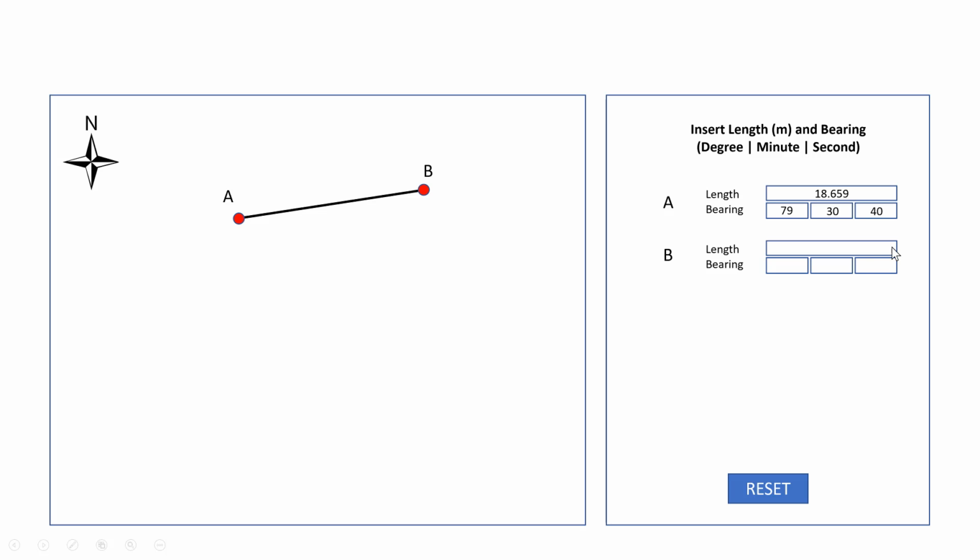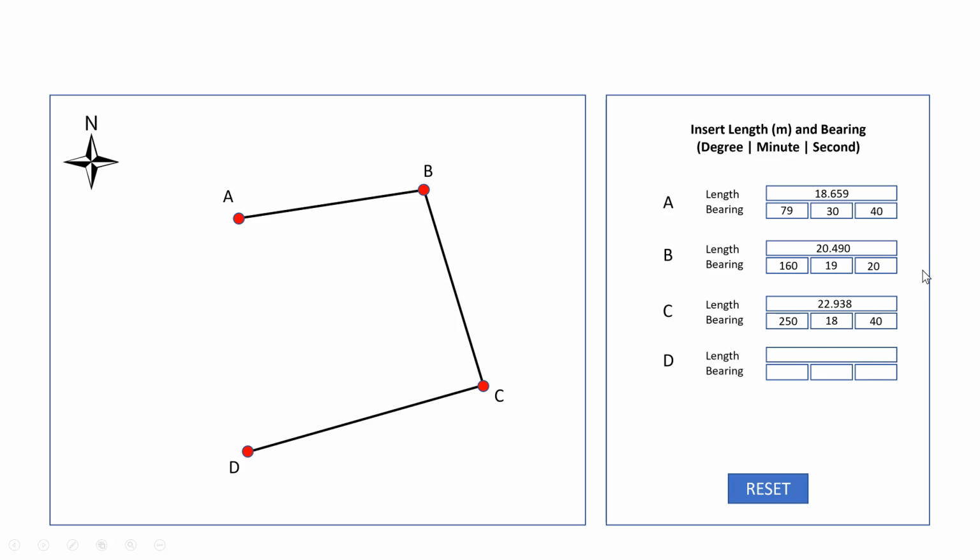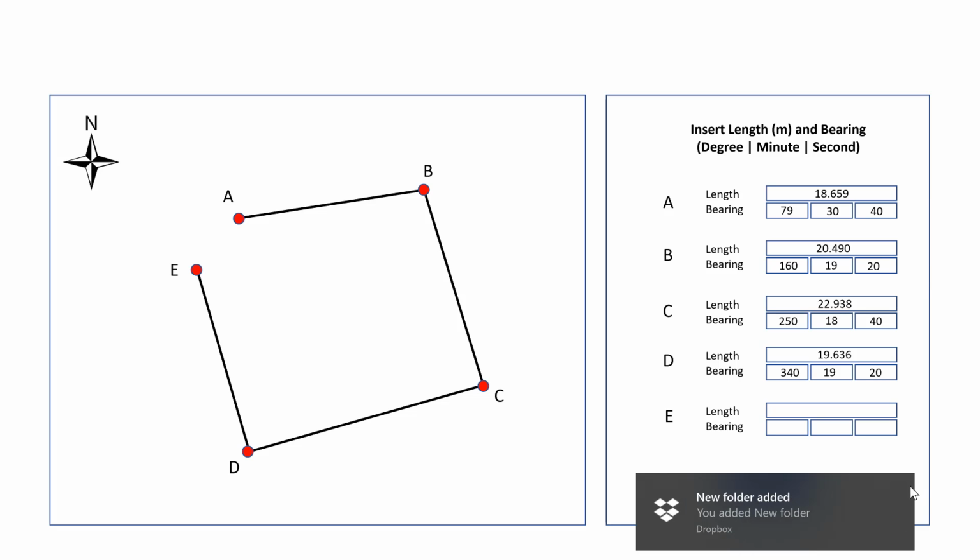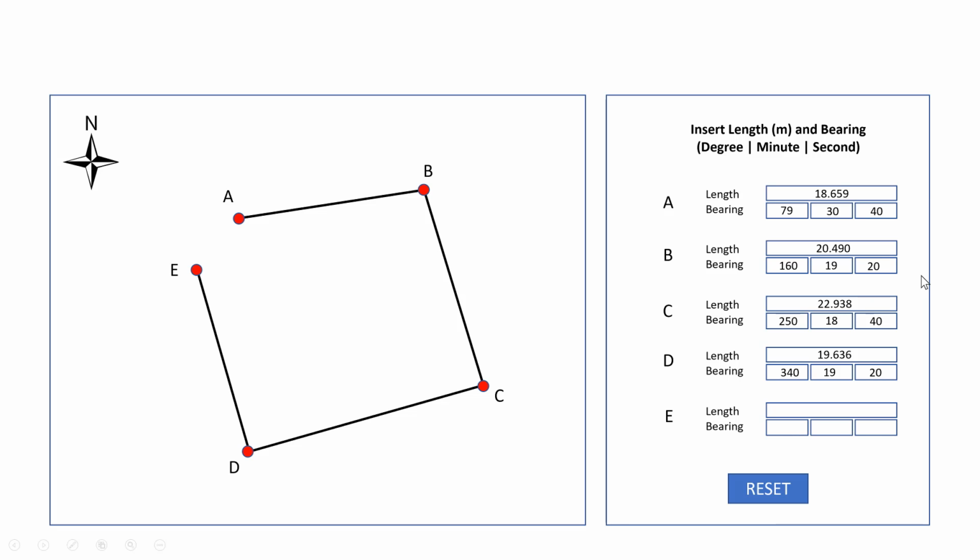Similarly, if I put in the input value of length and bearing for B, I will get a line drawn to point C, and so on, until the loop closes. Once the loop closes, I will have the option to go next. It should close if I follow all the bearings.